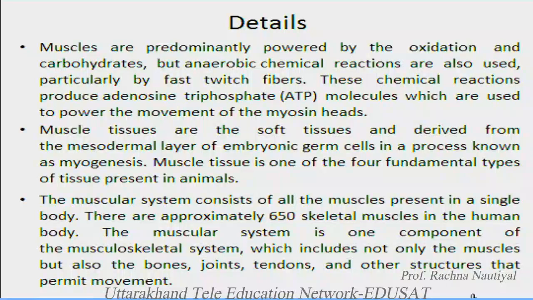Next, the muscular system consists of all the muscles present in a single body. In a consolidated way we call it the muscular system, and there are approximately 650 skeletal muscles in the human body. The muscular system is one component of the musculoskeletal system, which is made of the 2 systems, muscular and skeletal. This joint system includes not only the muscles but also the bones, joints, tendons and other structures that permit movement.